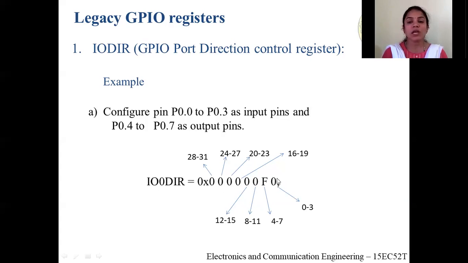0x000000F0. Here only the pins from 4 to 7 are set as output pins, the remaining pins are input pins by default, and the pins from 0 to 3 we are also explicitly setting as input pins. Here we are using IO0DIR because these pins correspond to port 0 pins. So that's why we are going to use IO0DIR.